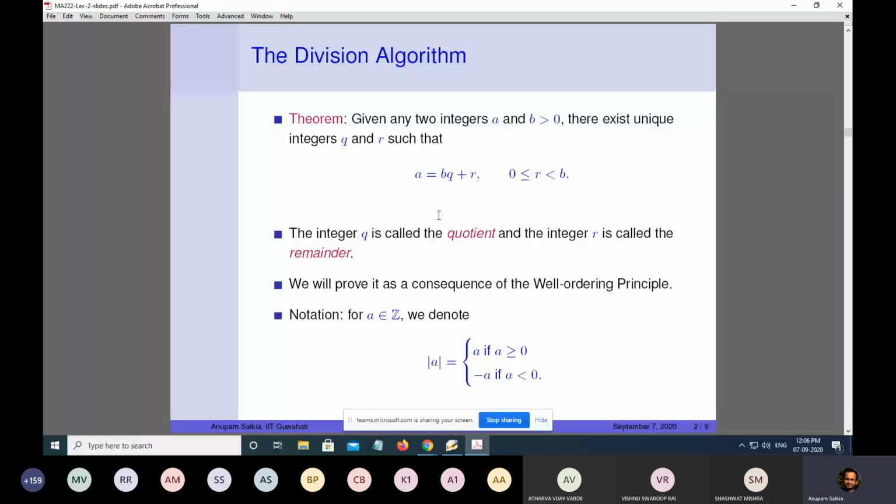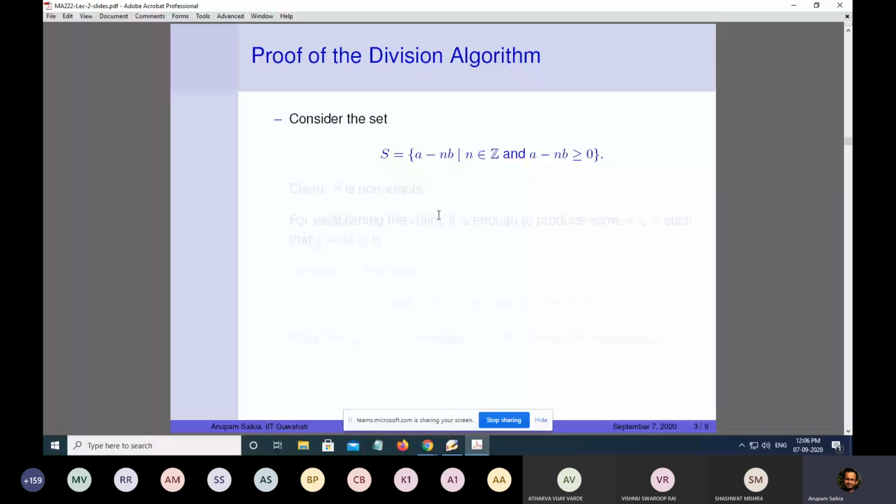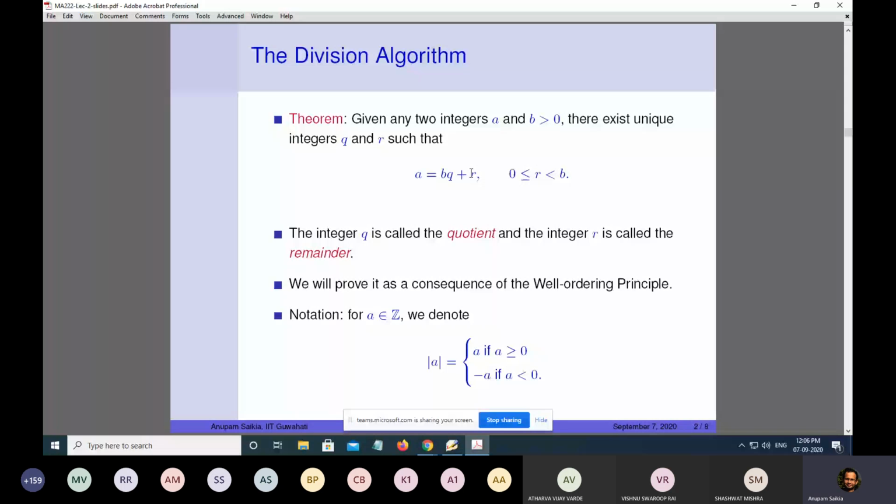Okay, so we have to consider a suitable set. So we'll actually pick this remainder as the least positive element or least element in some suitable set. Okay, so if we want to see it as the least element of some set, then we will take a minus bq type of integers. So a minus bn, we'll take this set.